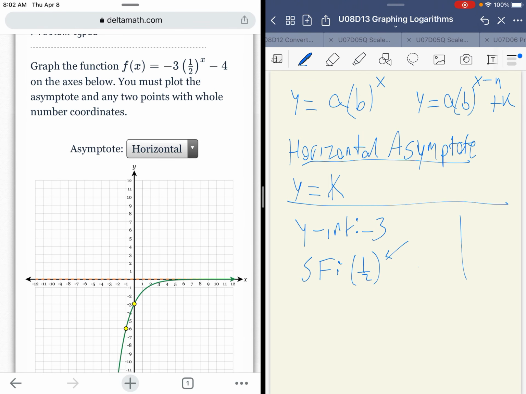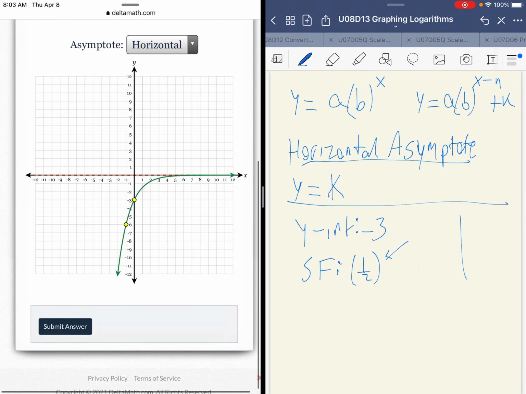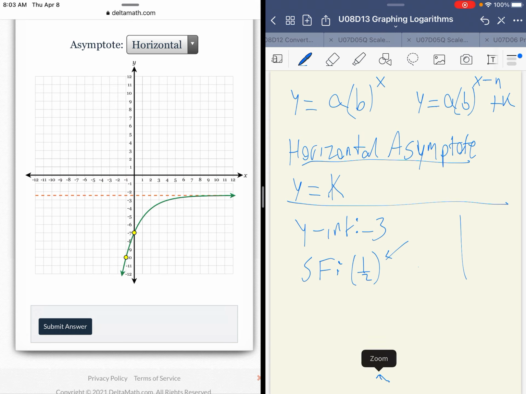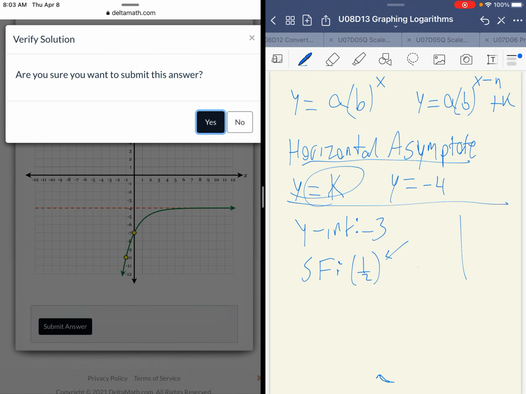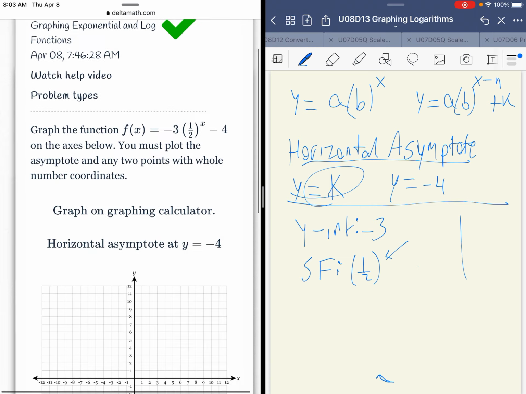the -4. So the -4 is a vertical shift. So we're going to shift everything on this graph 4 units down. So this is going to go to -10. This is going to go to -7. And then this is going to move to -4. So the asymptote is now y equals -4. So that was the correct answer.